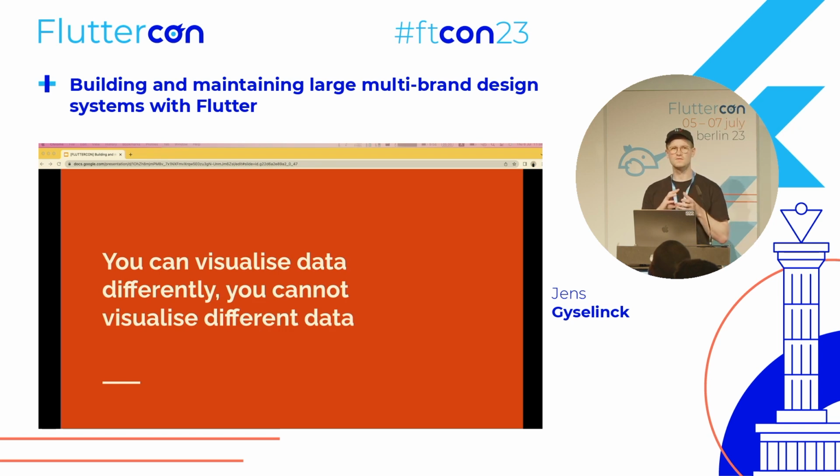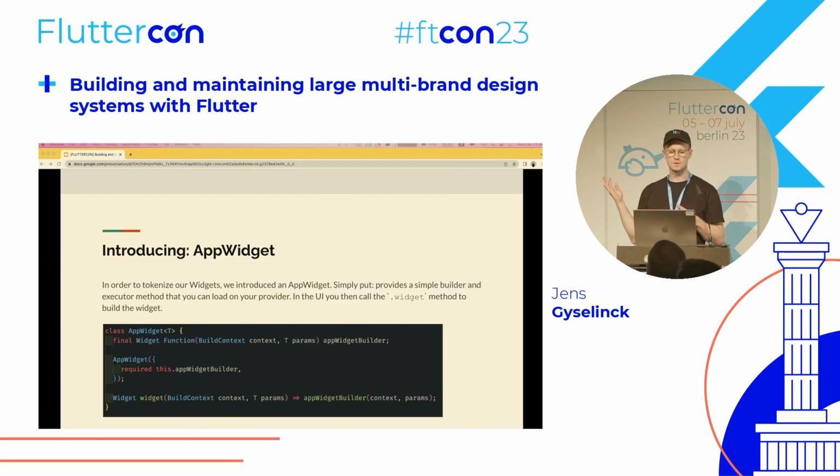Because if you're trying to visualize different data by tokenizing a widget, you're doing something wrong somewhere, because you're going to end up writing custom code that you probably don't want. So to do this, we introduce something we call an app widget. The main point of an app widget is to wrap your normal widget into a component with a builder so that it can be placed on a provider. And from that provider, it's placed on a token. And from that token, you can call that in your UI and actually get the component back.